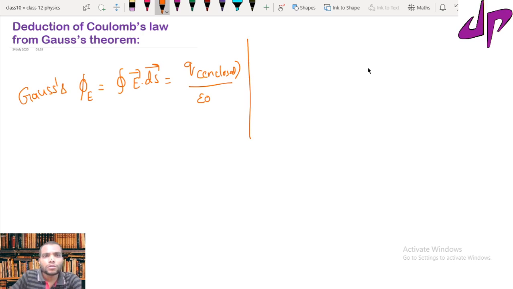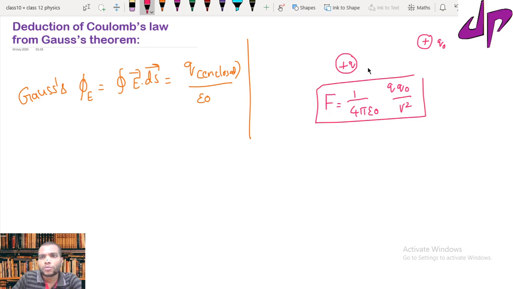And what is Coulomb's law? Suppose you have a positive charge, and somewhere you kept a positive test charge q naught. Coulomb's law gives the force between them, F equals 1 over 4 pi epsilon naught q q naught by r square. So by using Gauss theorem, we need to prove Coulomb's law.